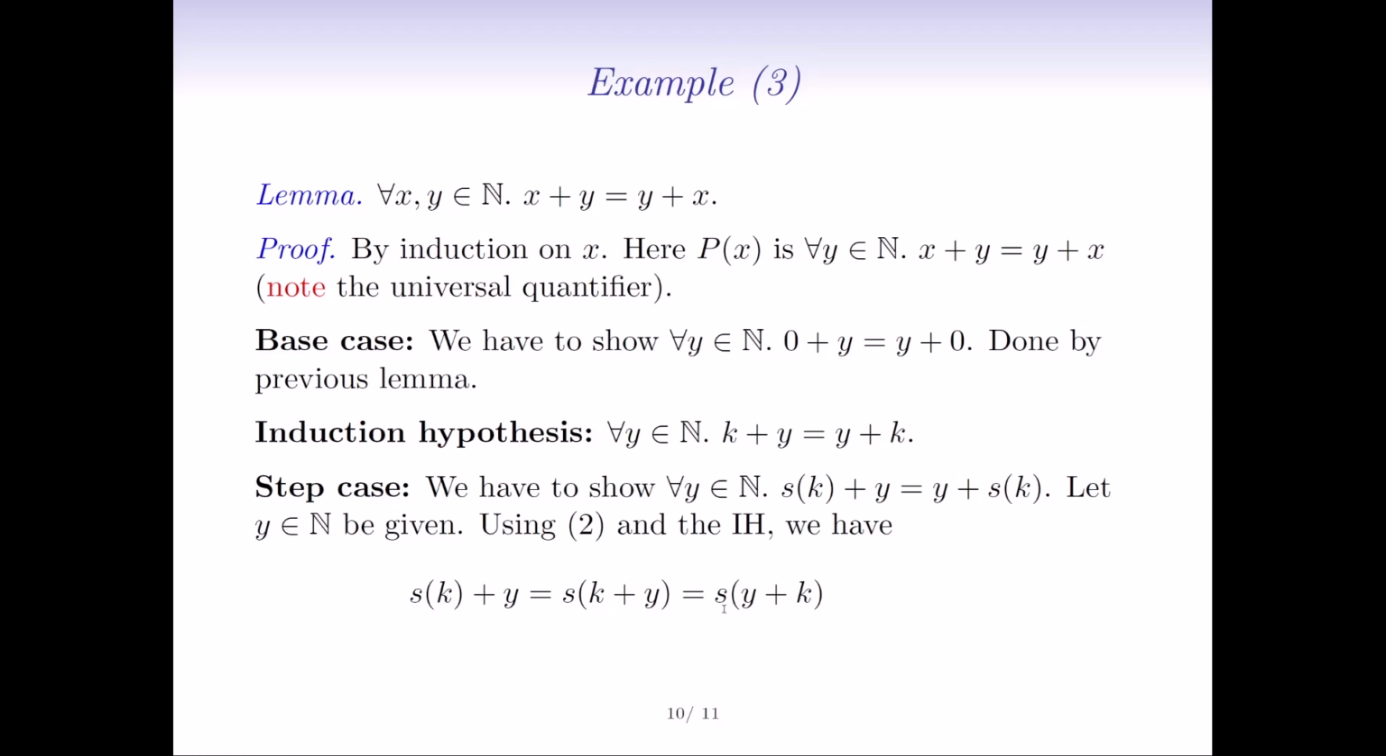And then I guess we can also apply equation 2 again to get that this is equal to the successor of y plus k. But we're actually kind of stuck now. We have to show that successor of y plus k is equal to y plus successor of k. So we can transfer the successor from the left-hand side to the right-hand side of plus. But our equations and our induction hypothesis don't give us any way of doing this.